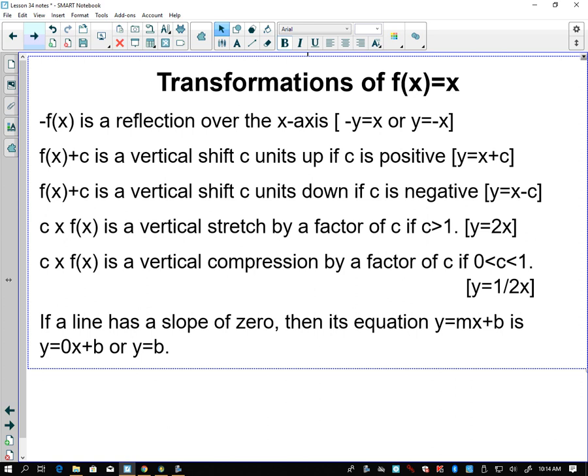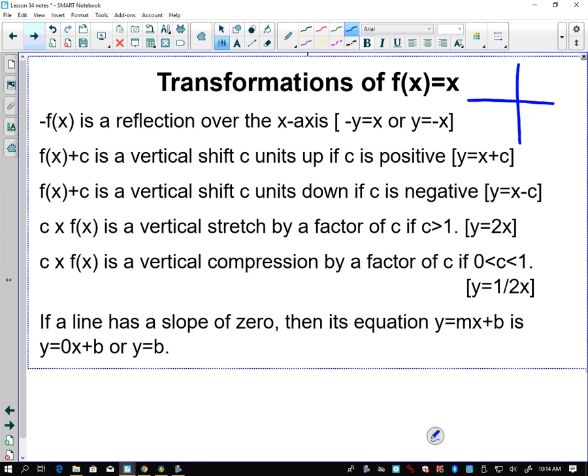Okay. So these are types of transformations that we see, things that would manipulate y equals x. For instance, if we had negative f of x, well, what is f of x? What are we substituting for there? Y. So negative f of x is a reflection over the x-axis. Okay, we're reflecting it across the x-axis. So y equals x would normally look like this, right? If I'm reflecting it across the x-axis, what I'm doing here is this. That reflects it across the x-axis.